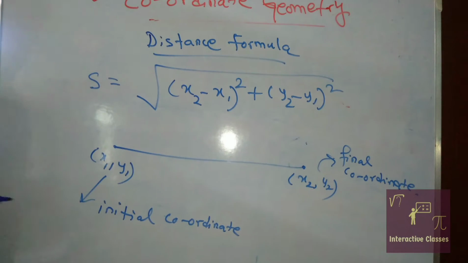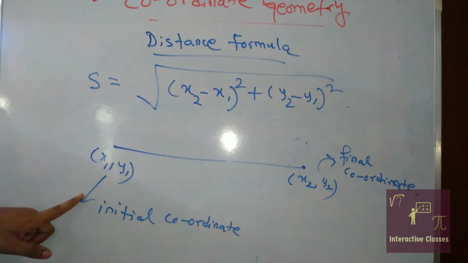Now just see the formula. The distance between this point and this point is given by root over of x2 minus x1 the whole square plus y2 minus y1 whole square.